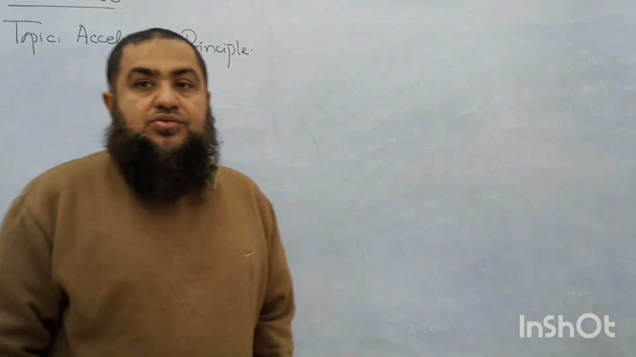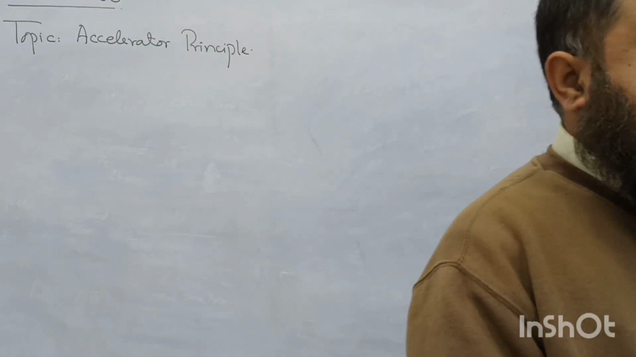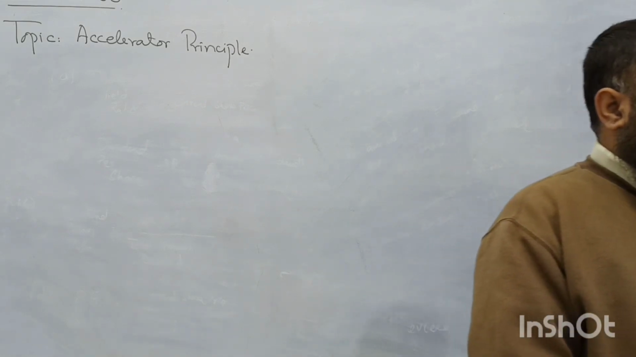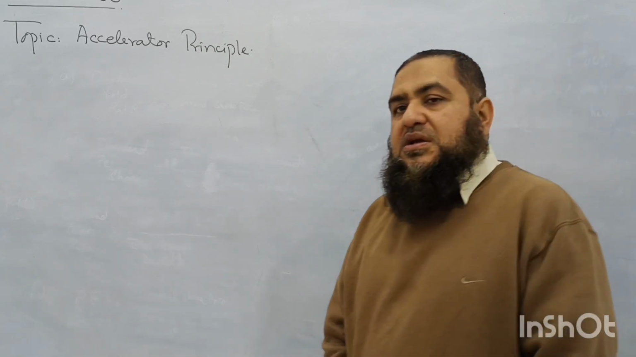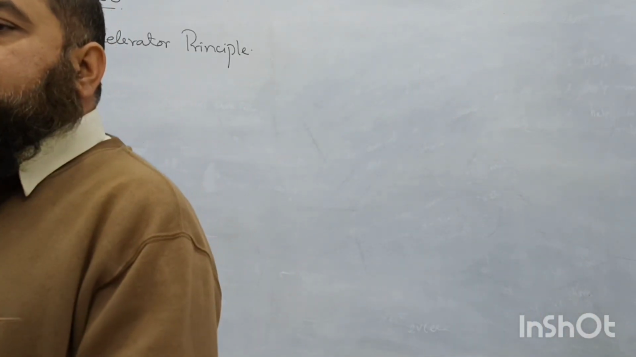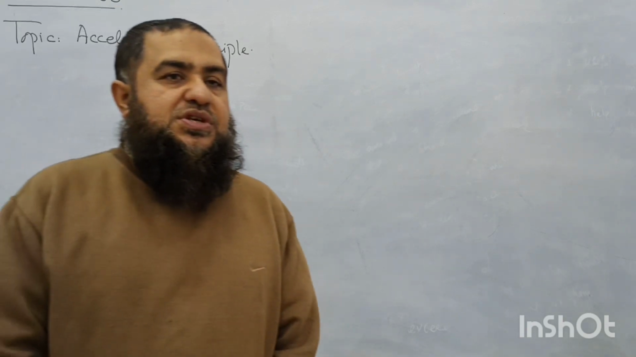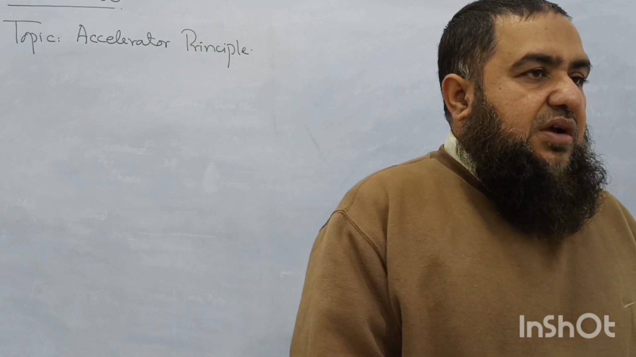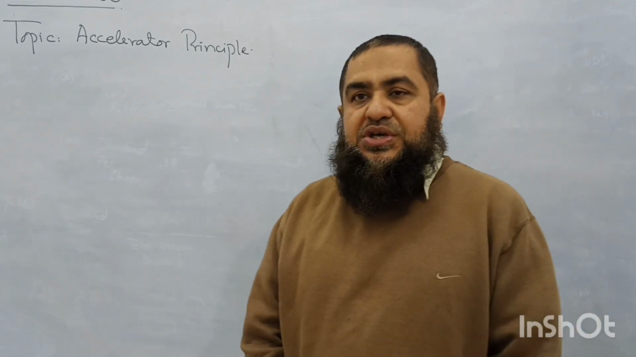Today we are going to study the topic of accelerator principle in the economy. In our yesterday's lesson we were talking about multiplier. Actually, what is the multiplier? That shows us how many times national income will be multiplied due to change in any injection. And the first injection we studied was investment. Clear? When there is going to be change in investment, how national income will change.